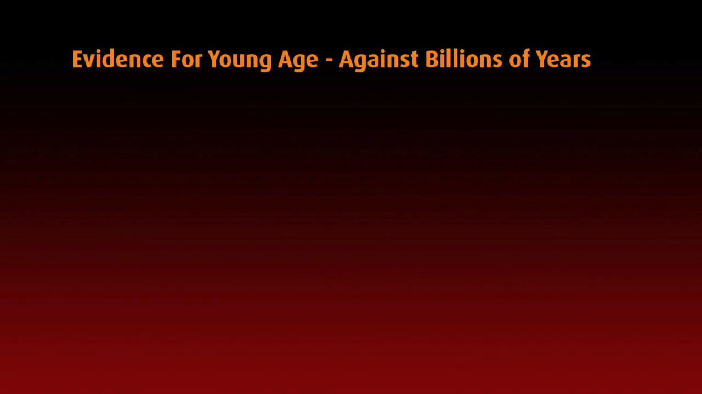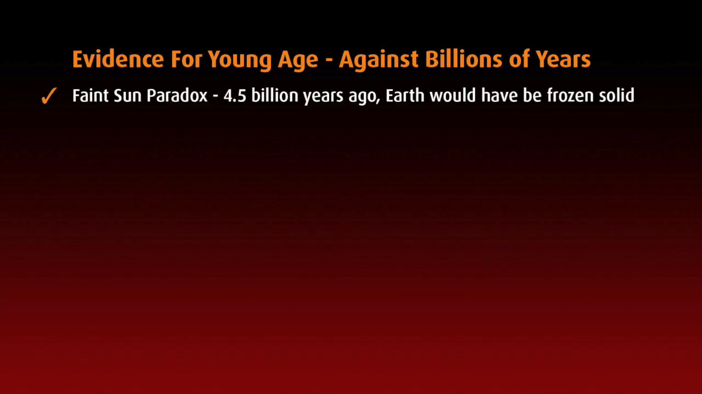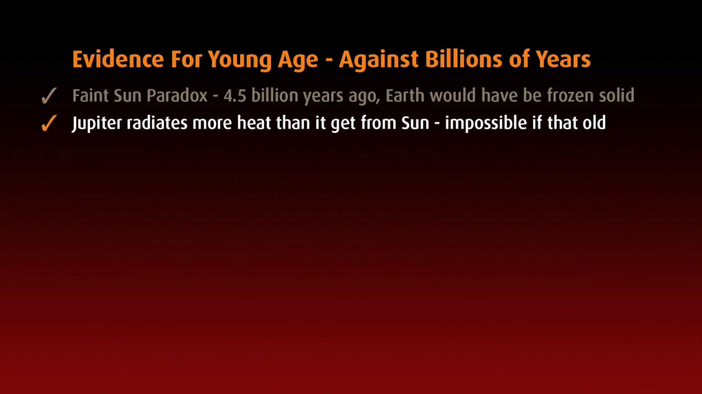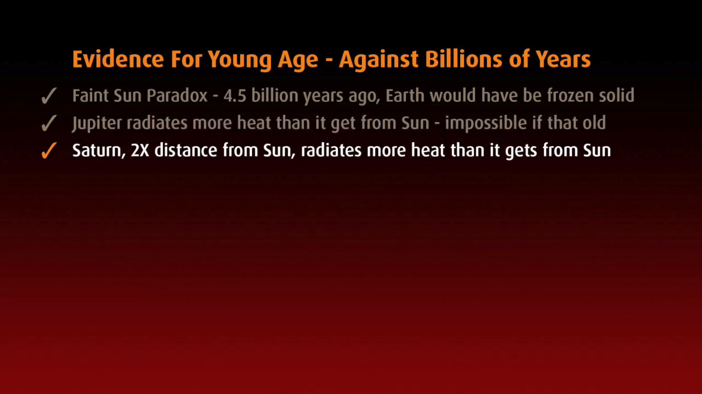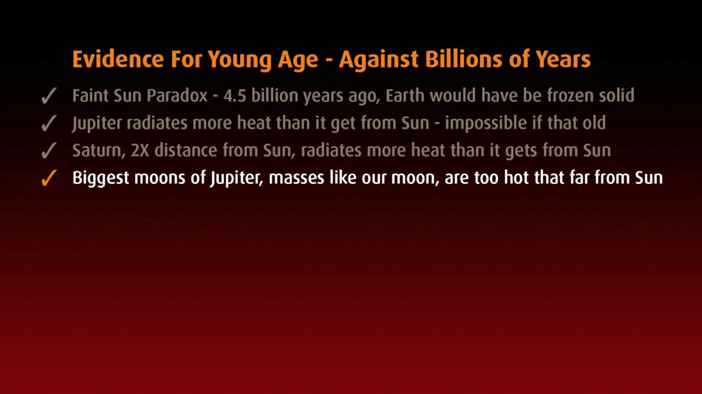Now let's look at the time frame. Here's the evidence for a young age against billions of years. The faint sun paradox: 4.5 billion years ago, Earth would have been frozen solid, and life could not have originated. Jupiter radiates more heat than it gets from the sun. That's impossible if it's that old. Saturn, more than twice the distance from the sun, radiates more heat than it gets from the sun. The biggest moons of Jupiter, with masses like our moon, are too hot and too far from the sun to have those characteristics, if they're that old.